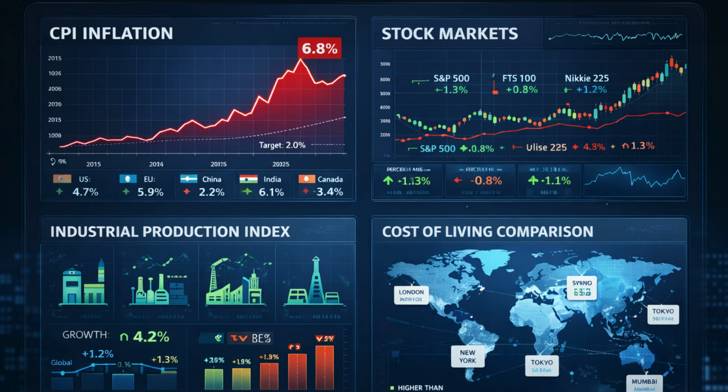Another example is the stock market index. Stock indices track the performance of a group of companies. For instance, the Nifty 50 index in India reflects the performance of 50 major companies listed on the stock exchange. These indices allow investors to understand whether the market is rising or falling.